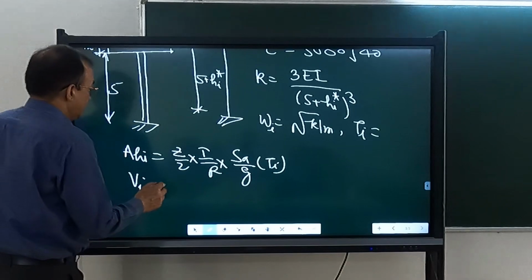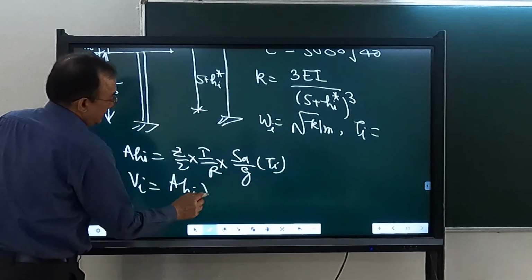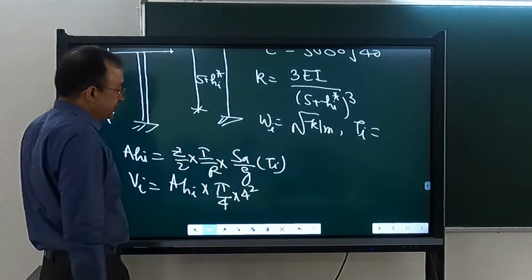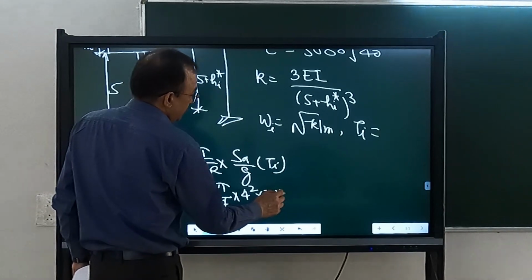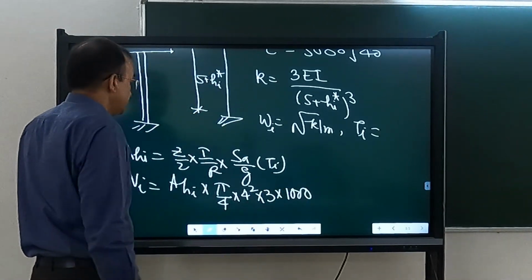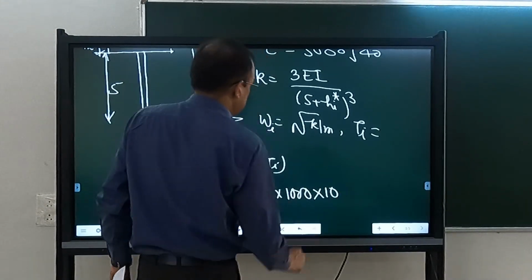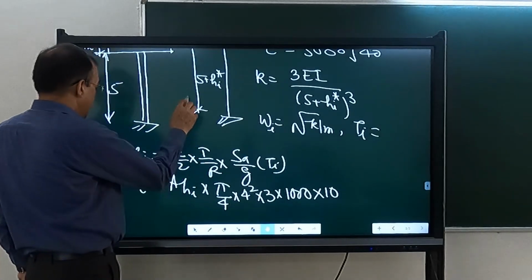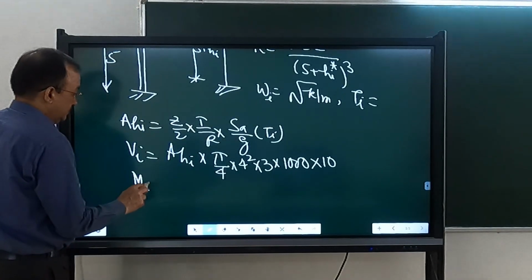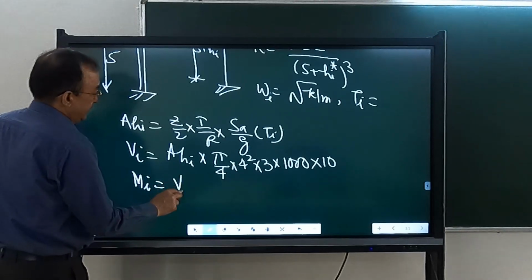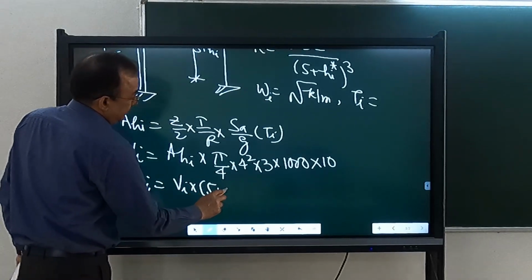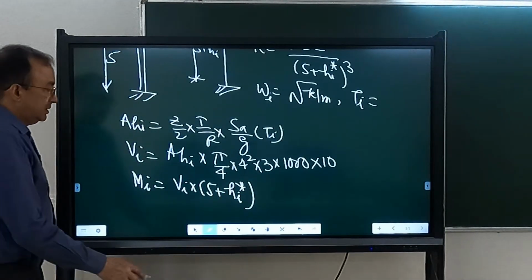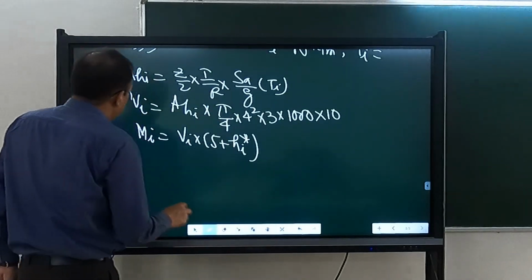So VI will be AHI into 5 by 4 squared into 3 into gamma W. Okay. Similarly, you can calculate MI, that is VI into 5 plus HI star. Then you have to calculate the resultant.